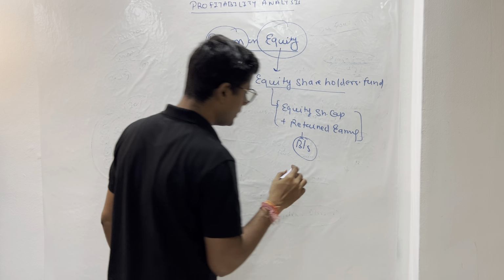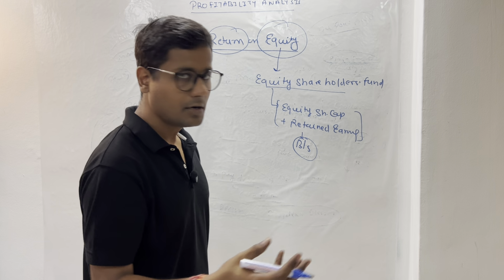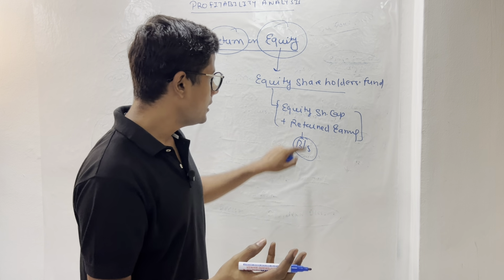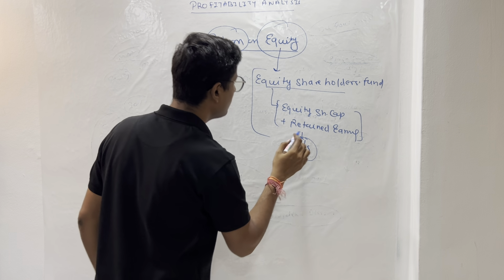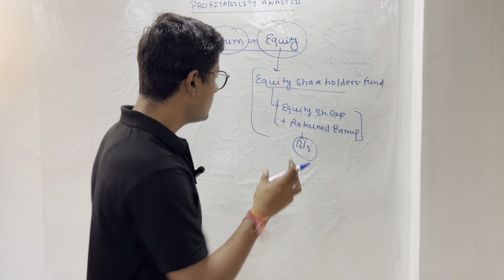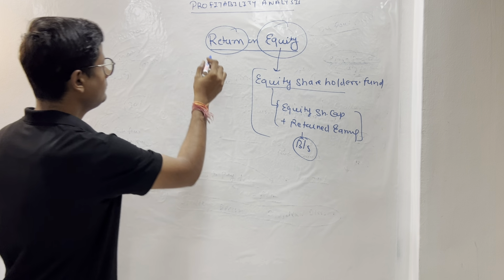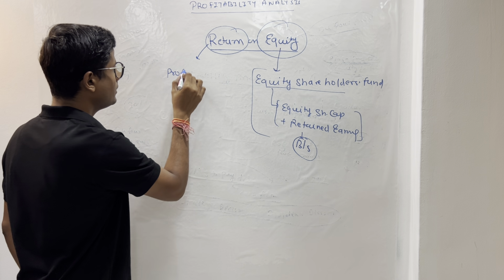So when you look at the balance sheet of the company, you can identify the equity share capital, you can identify the retained earnings, and you just add them; that will be your equity shareholders' fund or net worth for the purpose of the return on equity formula. So this can easily be identified from the balance sheet. Now, what do we mean by the return? Return is basically the profitability.